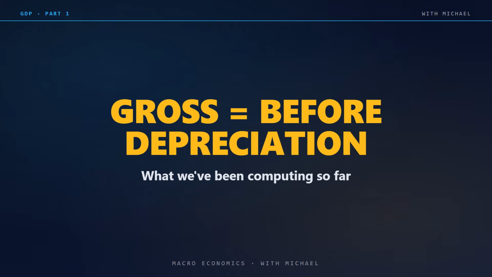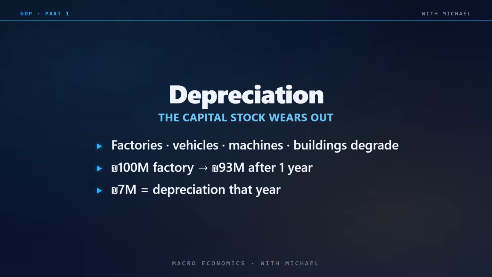To maintain the existing capital stock, the economy must invest at least 7 million per year just to offset this wear and tear. Investment beyond that adds to the net capital stock. It is called net investment. Now we can define net domestic product. NDP equals GDP minus depreciation. NDP is the amount of new economic output available after replacing worn-out capital.